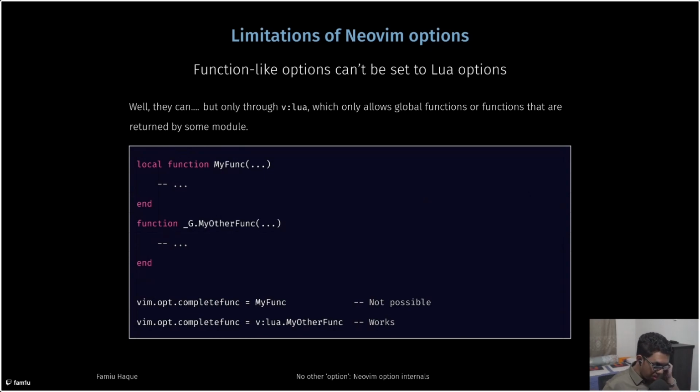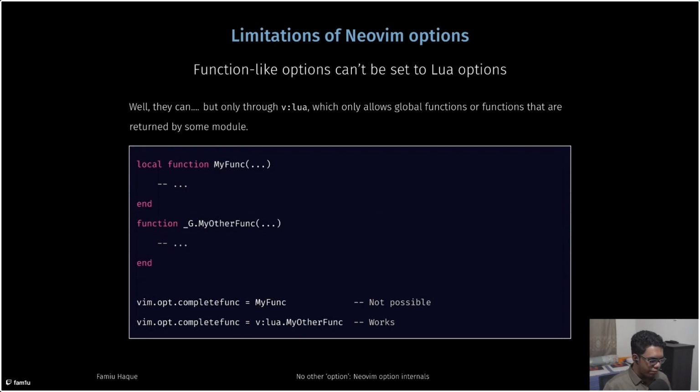Here's an example. Let's say we have myfunc, which takes some argument and does something, and another function that also does something. If you want to set vim.opt.completefunc equals myfunc, this isn't possible. You can't use a local value here.